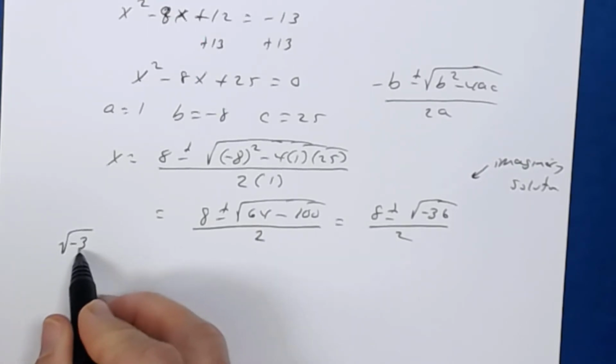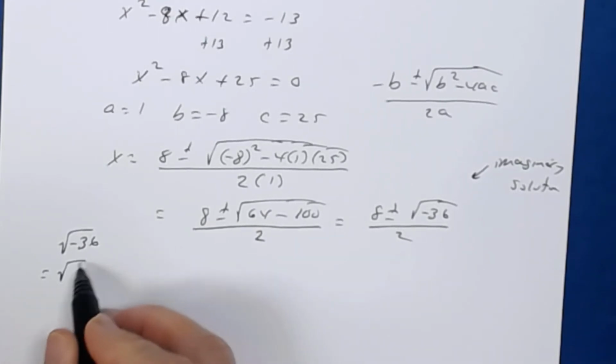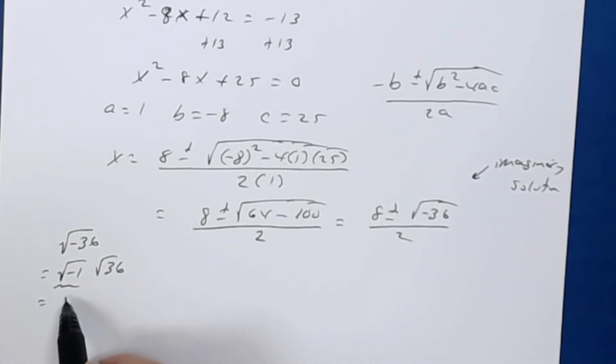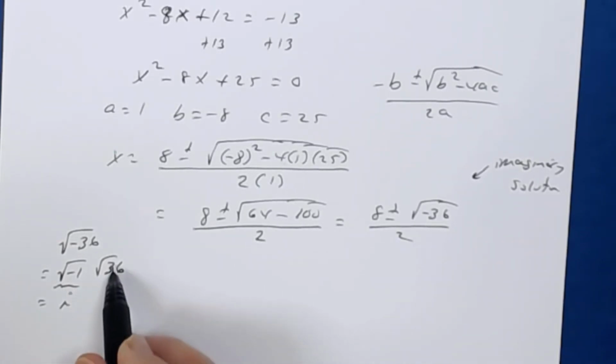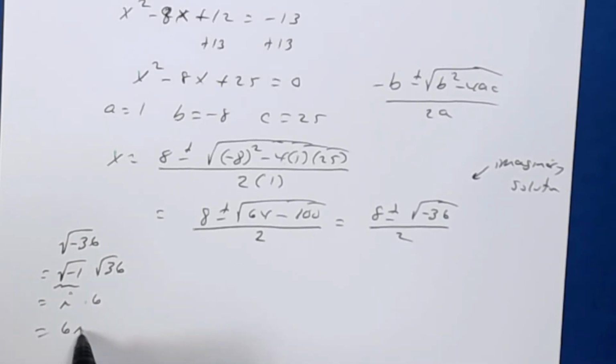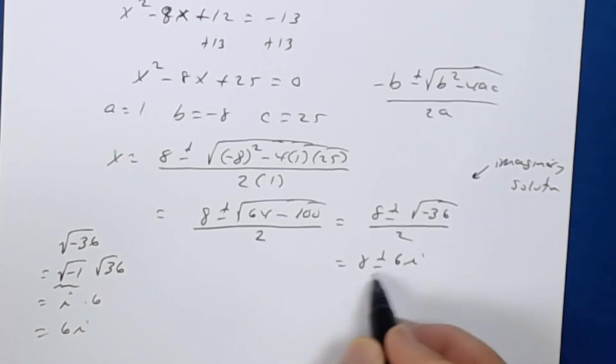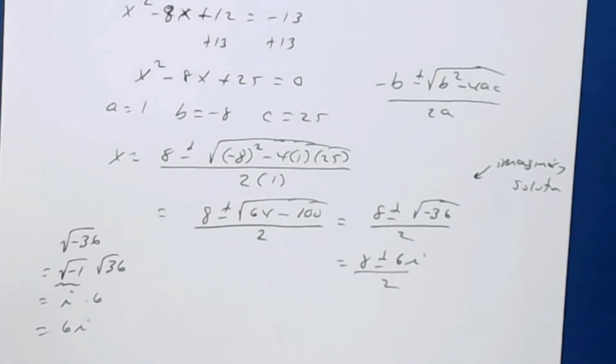So the square root of negative 36, do you agree, is the square root of negative 1 times the square root of 36. And I know the square root of negative 1, by definition, is i. The square root of 36, 36 is a perfect square, so what's the square root of 36? 6. So that's going to be 6i. Okay, so that goes here. So I get 8 plus or minus 6i divided by 2. All right, so that's where I'm at.